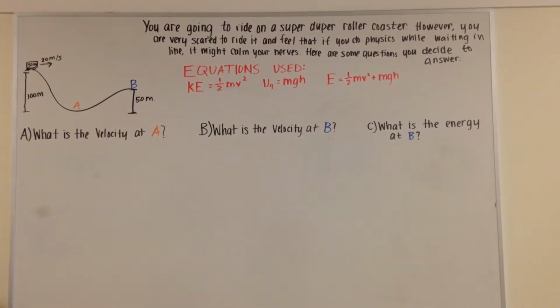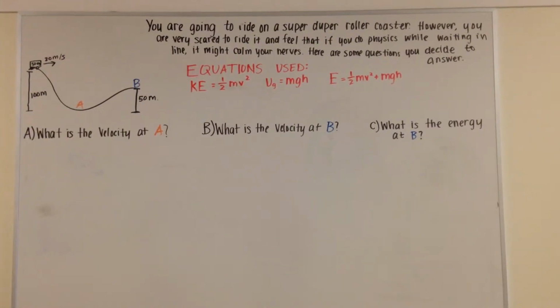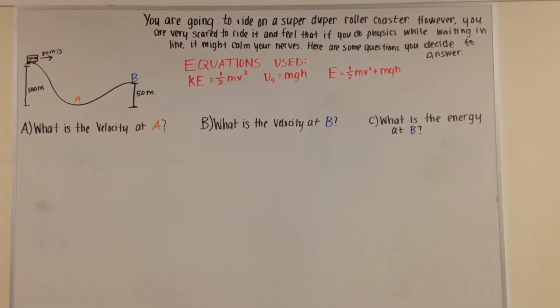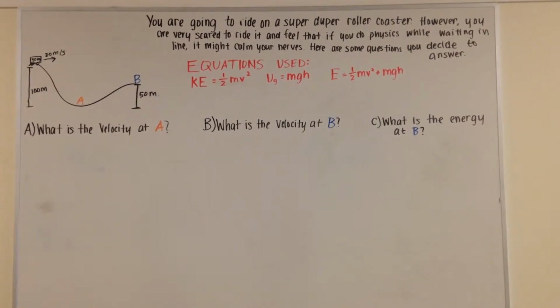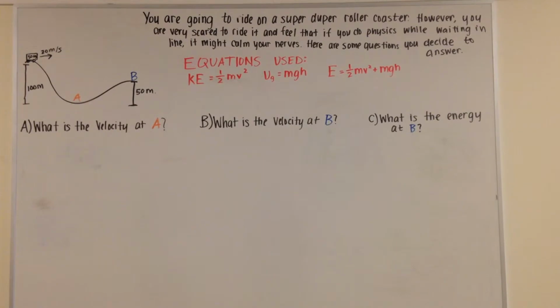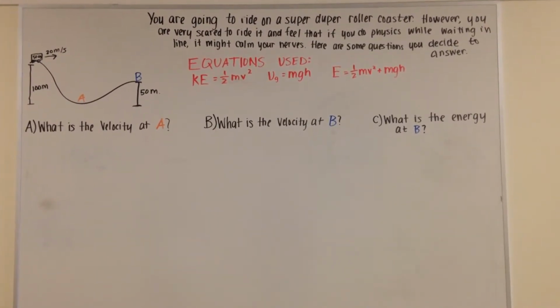So this is a project done by Dana Folk, Megan Rosencrantz, and Emma Martin, and we are doing a roller coaster project. Our question is, you are going to ride on a super duper roller coaster. However, you are very scared to ride it and feel that if you do physics while waiting in line, it might calm your nerves. Here are some questions you decide to answer. A, what is the velocity at point A?